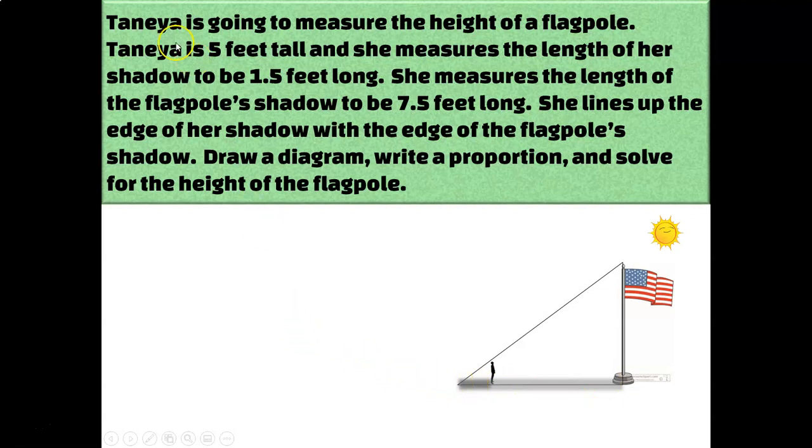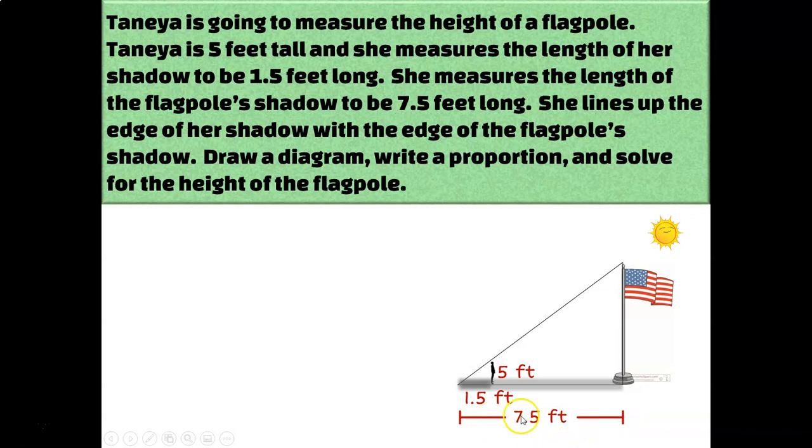So let's read and figure out what our measurements are. Tanea is going to measure the height of a flagpole. She is 5 feet tall, and she measures the length of her shadow to be 1.5 feet long. Pause. Let's go ahead and write that on the diagram. She's 5 feet tall, and her shadow is 1.5 feet long. And play. She measures the length of the flagpole shadow to be 7.5 feet long. She lines up the edge of her shadow with the edge of the flagpole shadow. So let's label that on the diagram. If the flagpole has a shadow that's 7.5 feet long and it ends at the same place as her shadow, then I can say that this length right here is 7.5 feet long.